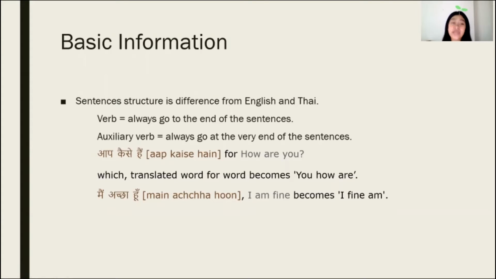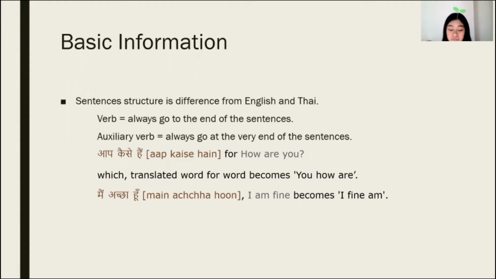Another basic information. Sentence structure is very different from English and Thai. In English and Thai, they are subject, verb, and object, but in Hindi, they are subject, object, and verb. The verb always goes to the end of the sentence. The auxiliary verb always goes at the very end of the sentence.